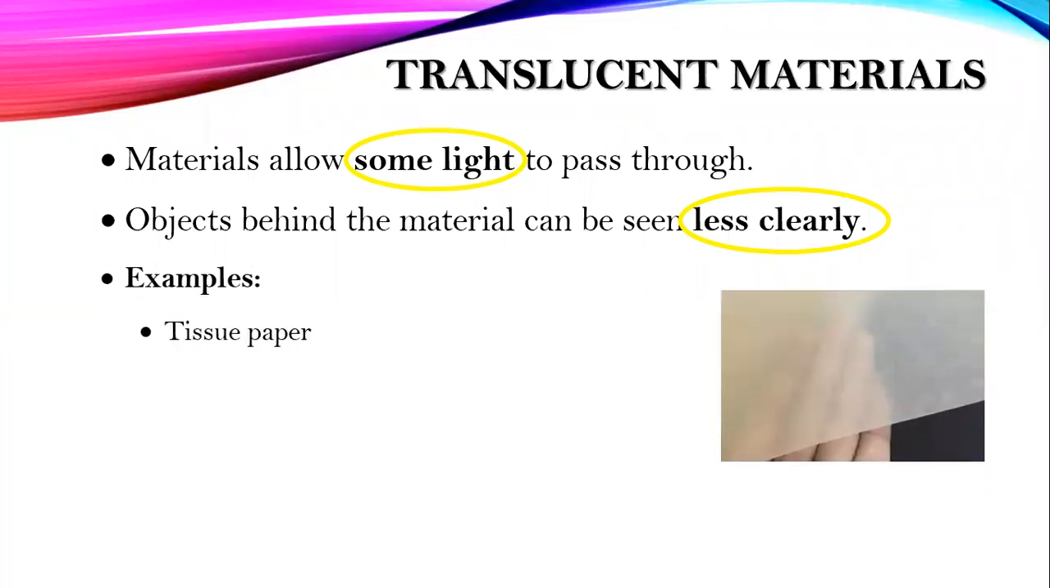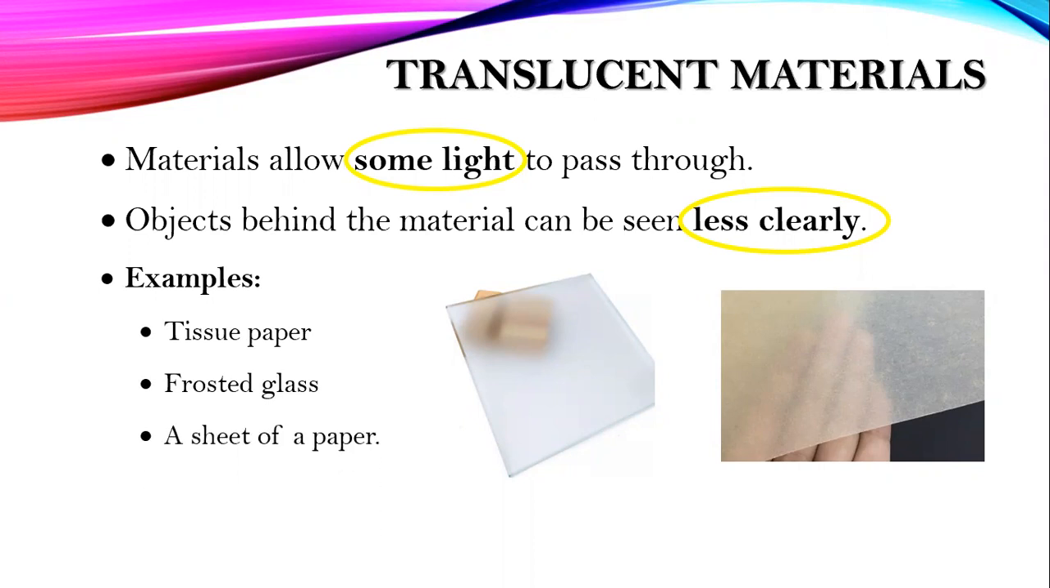Examples are like tissue paper. Have a look at the picture. You can see the hand through this tissue paper, but less clearly, not in full details. Frosted glass. Do you know what frosted glass is? Frosted glass is the type of glass we use in the bathrooms. Go and have a look in your bathroom. Look at the window. You're going to find out that the window is covered with frosted glass because it's translucent. No one outside can see you clearly. That's why frosted glass is usually used in the bathrooms.